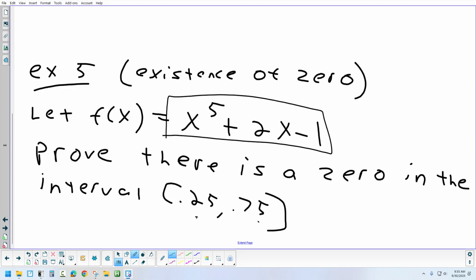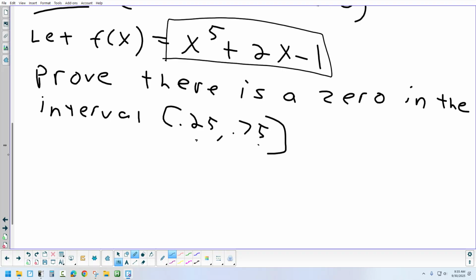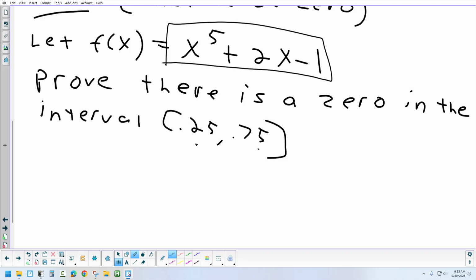Where does it cross? Don't care. Don't want to know. I just want you to prove that it will. How would you prove that this graph is going to cross the x-axis between those two numbers? What do you think you'd have to do? Yeah? Would you have to plug in 0.25 and 0.75 into two different equations? Where would you plug them in? Into the function, I mean. Yeah, let's plug them into the function.